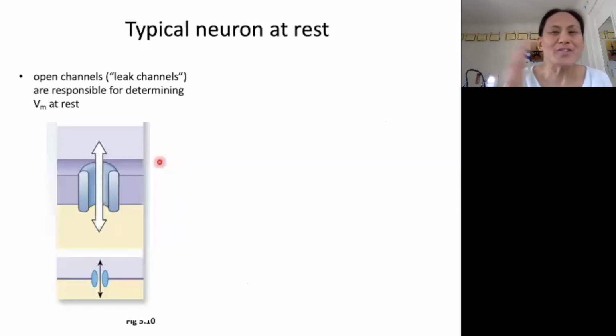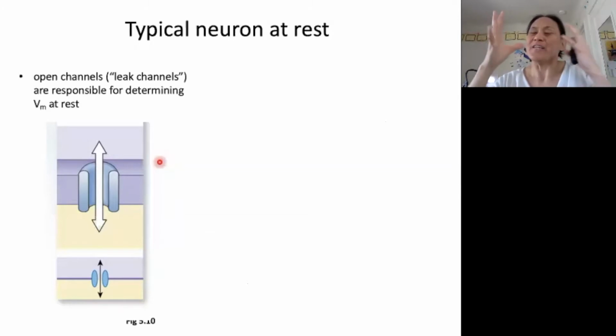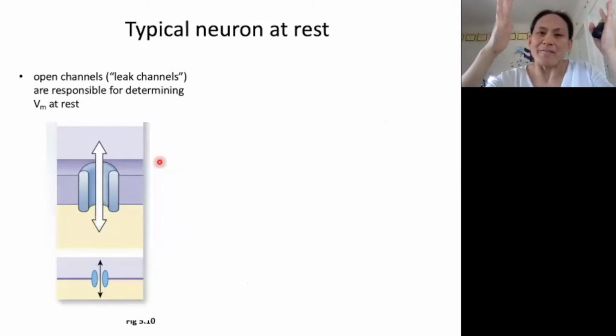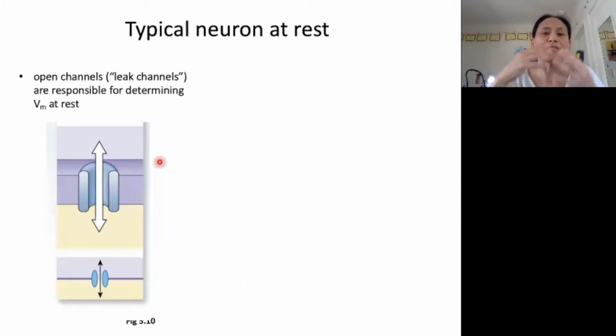Okay, so I've introduced these concepts of how permeability and equilibrium potential are going to play into the determination of membrane potential in a neuron. Now let's take a look at what a typical neuron looks like when it's at rest.